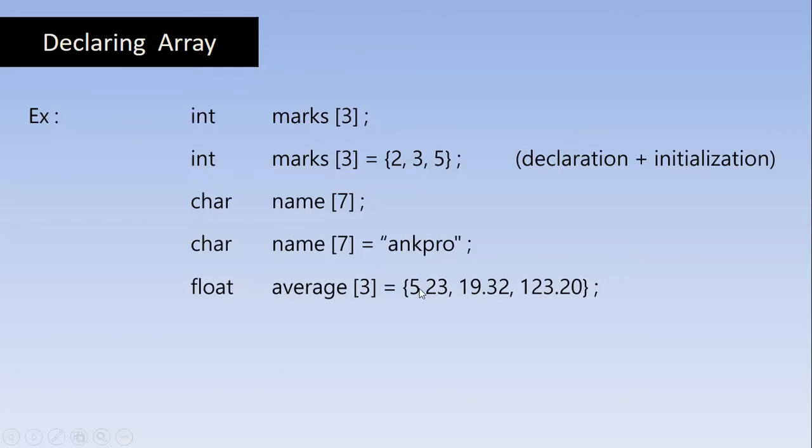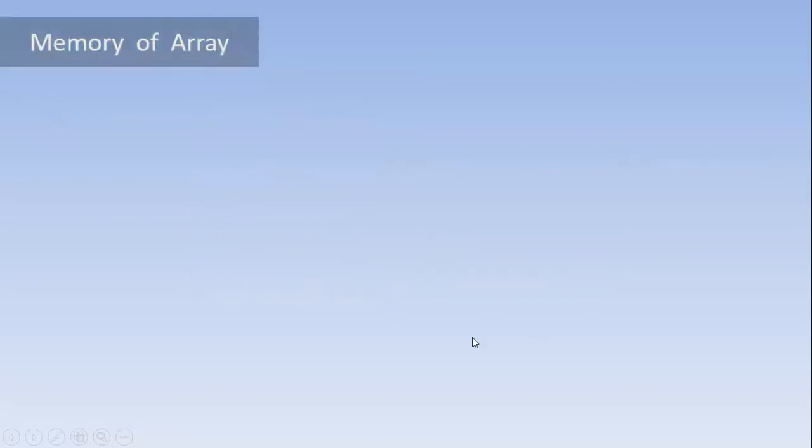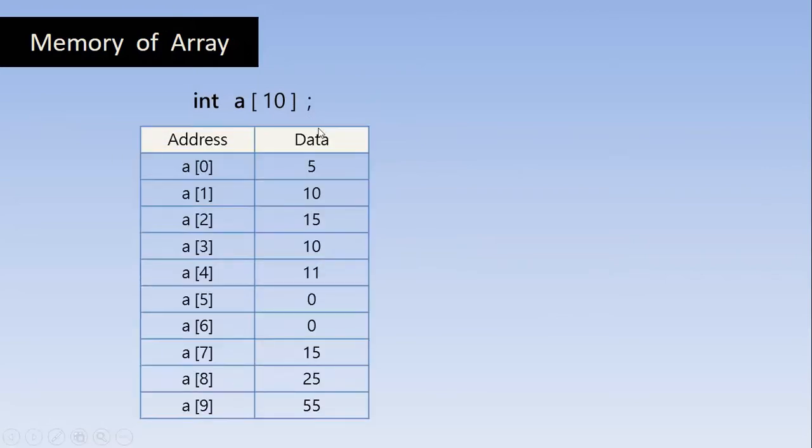A float, so it can have the real numbers, 3 different real numbers as specified here. So how does memory look like? Suppose I have declared a variable of type int consisting of 10 integers. So this is how memory is going to be.